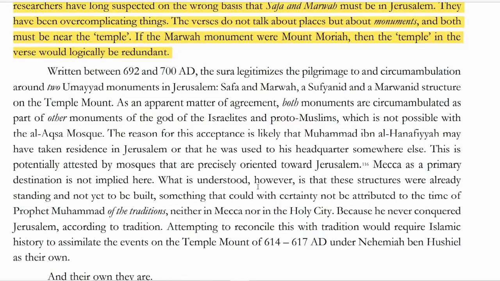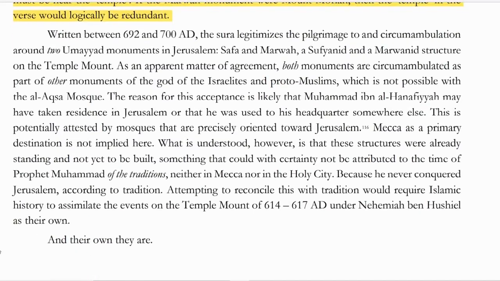What is understood, however, is that these structures were already standing and not yet to be built, something that could with certainty not be attributed to the time of Prophet Muhammad of the traditions, neither in Mecca nor in the Holy City, because he never conquered Jerusalem according to tradition. Attempting to reconcile this with tradition would require Islamic history to assimilate the events on the Temple Mount of 614 to 617 AD under Nehemiah bin Huziel as their own, and their own they are.